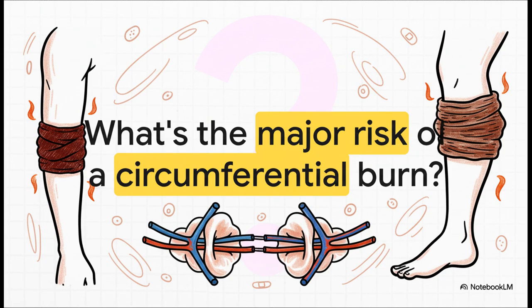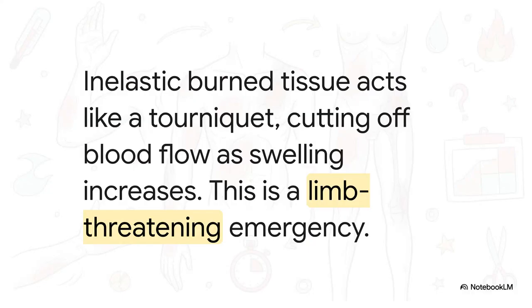Okay, let's circle back to that idea of a circumferential burn we mentioned earlier. What is the major limb-threatening complication you absolutely need to be watching for when a 3rd-degree burn wraps all the way around an arm or a leg? The answer is a big one: compartment syndrome. This is a true emergency.